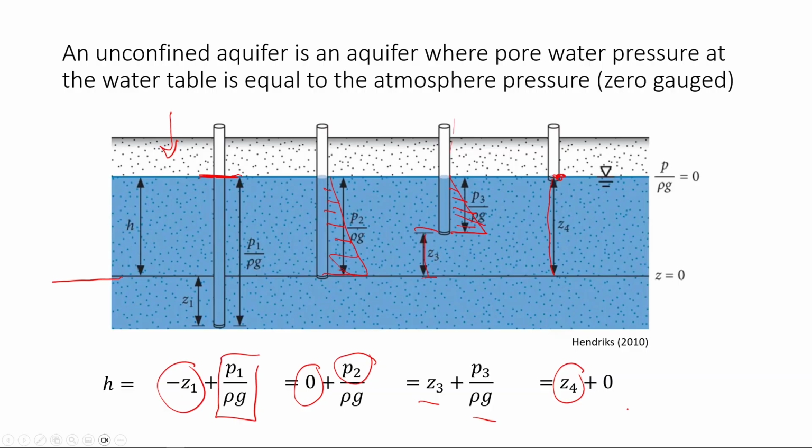So where will groundwater flow? Remember, groundwater flows from high head to low head. So here groundwater will not flow. It will be stagnant, because the head here is equal to the head here, is equal to the head here. So there's no energy gradient, and water flows by energy gradient, so you will not see flow. Okay.